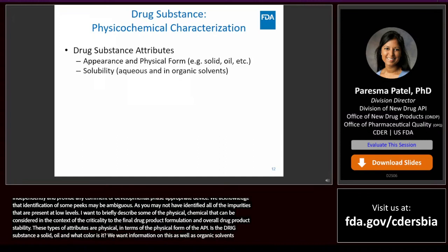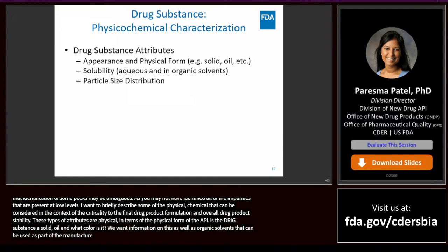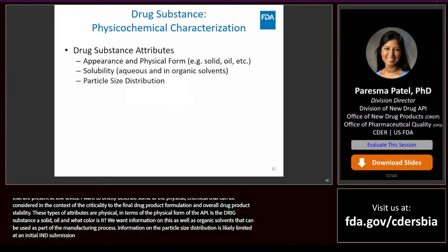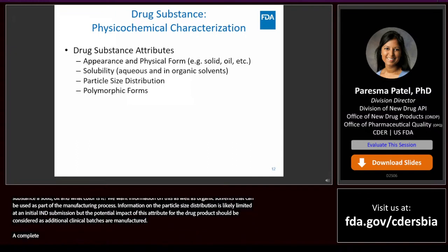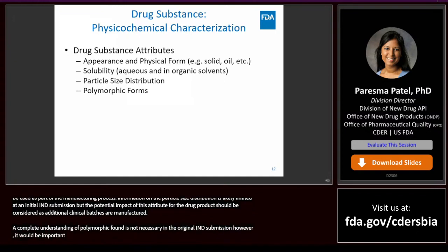Information on the particle size distribution is likely limited at an initial IND submission, but the potential impact of this attribute for the drug product should be considered as additional clinical batches are manufactured. A complete understanding of polymorphic form is not necessary in the original IND submission. However, it would be important for you to know the polymorphic form of your toxicology and clinical batches.